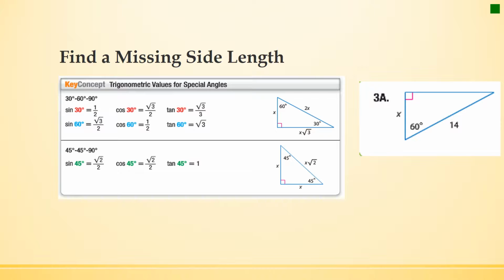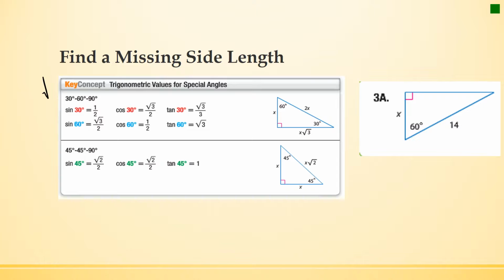But on page 791, you'll see this chart right here. This is giving us values of the sine, cosine, and tangent of 30 degree, 60 degree, and 45 degree angles. And we can see here that the sine of 30 degrees is 1/2. The cosine of 30 degrees is the square root of 3 over 2. And the tangent of 30 degrees is the square root of 3 over 3. The sine of 60 degrees is the square root of 3 over 2. The cosine of 60 degrees is 1/2. And the tangent of 60 degrees is simply the square root of 3.